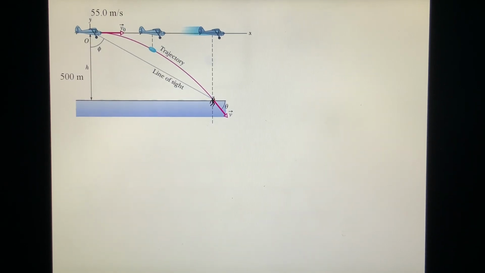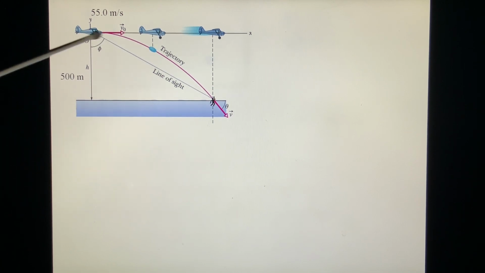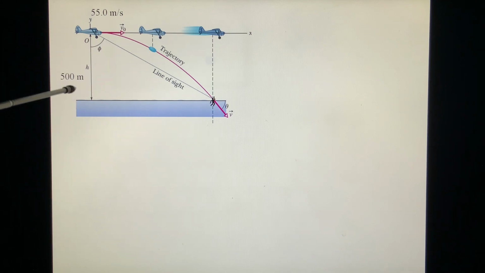Now, in order to find phi, we know this is constant, 500 meters. If we can find the range, the horizontal displacement, then tangent phi equals this over h, and we can get phi. This distance is the time multiplied by the velocity, 55.0 meters per second. How much time it takes, we can find from the vertical. That's the strategy.